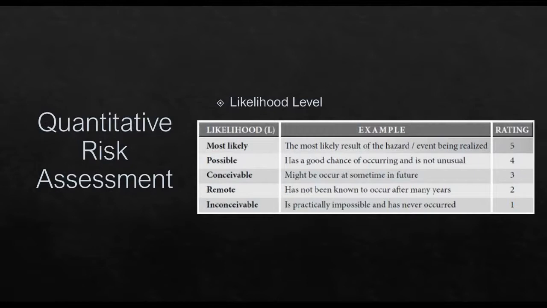Okay, the most likely result of the hazard event being realized, memang akan berlakunya. Contohnya macam sekarang ni apa? COVID-19. COVID-19 is the hazard. So what is the likelihood? What is the risk assessment for that COVID-19 hazard? Okay, the infection is most likely to happen. So the likelihood level for COVID-19 is rating number 5, for example, because the infection is very sure, memang akan berlaku infection kalau kita tak ikut SOP.